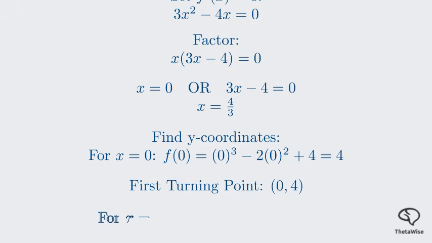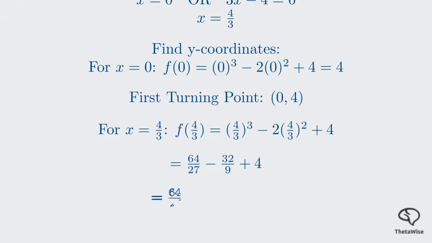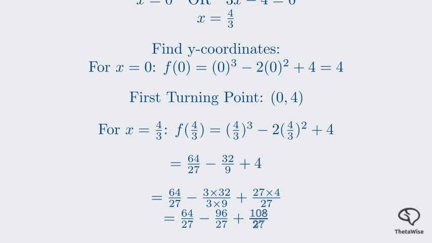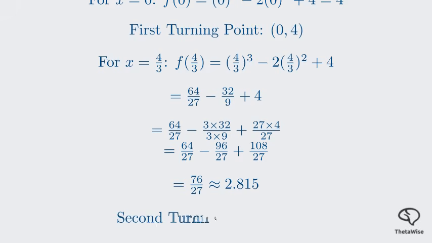For x equals 4 over 3, we substitute that value into f of x. We get 4 over 3 cubed minus 2 times 4 over 3 squared plus 4. This calculates to 64 over 27 minus 32 over 9 plus 4. To add these fractions, we find a common denominator, which is 27. So we get 64 minus 96 plus 108, all over 27. The result is 76/27. As a decimal, this is approximately 2.815. This gives us our second turning point, (4/3, 76/27).